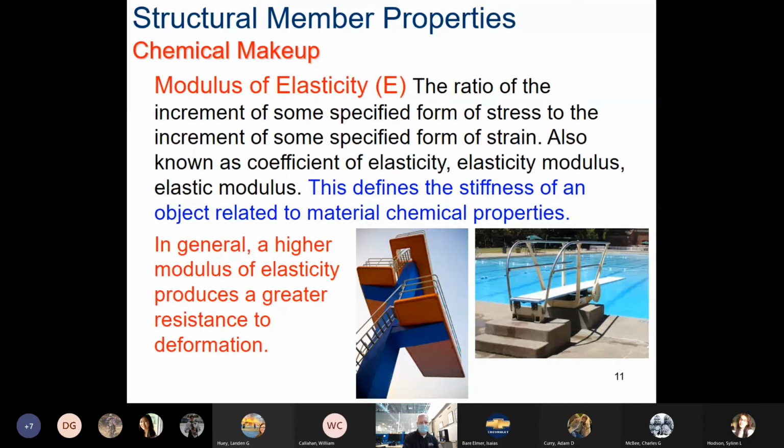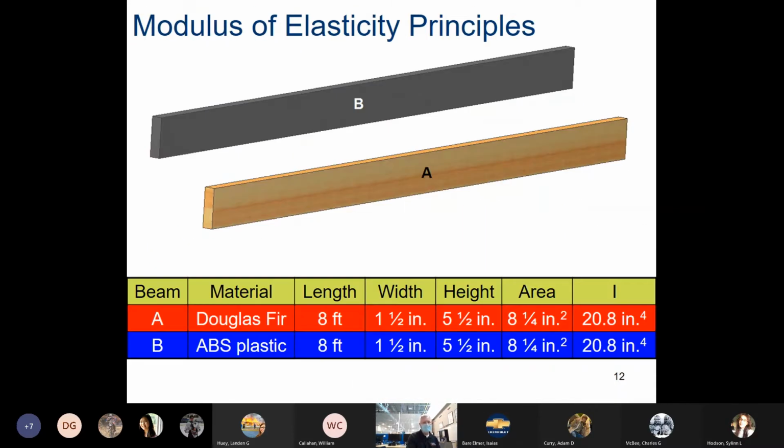Okay? Also, just like the moment of inertia, the higher that value is, if I have a high value, that's good. It's more resistant to bending. If I have a low value, it's more bendy, okay? Low value, bendy, higher value, good. All right, let's continue on.